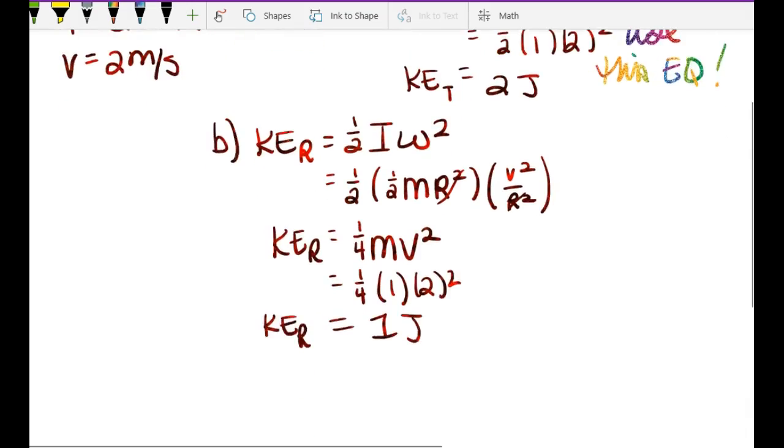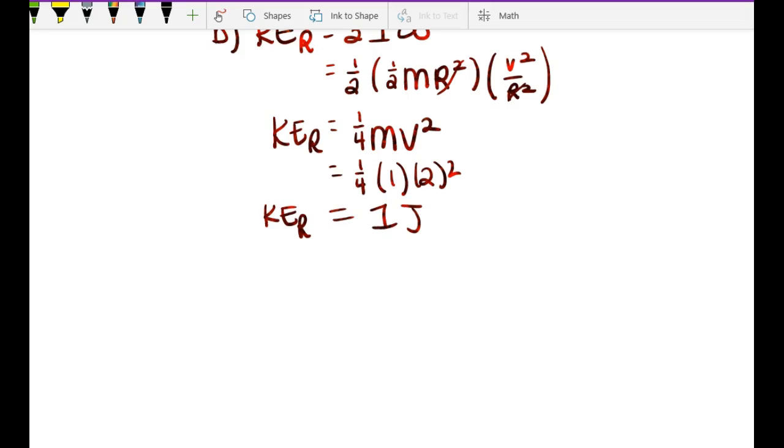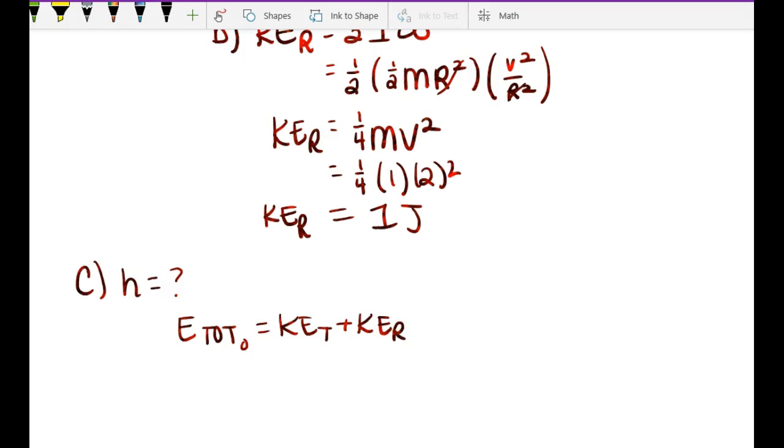So at the very beginning, with the two types of energy that we have, we have a total energy of 3 joules initially. Now part C is asking how high it's going to roll, so we need to use different energy values. The total energy is the sum of translational plus rotational kinetic energy, so that is 2 plus 1, which we already had. That tells us the amount of energy present in the system at all times.